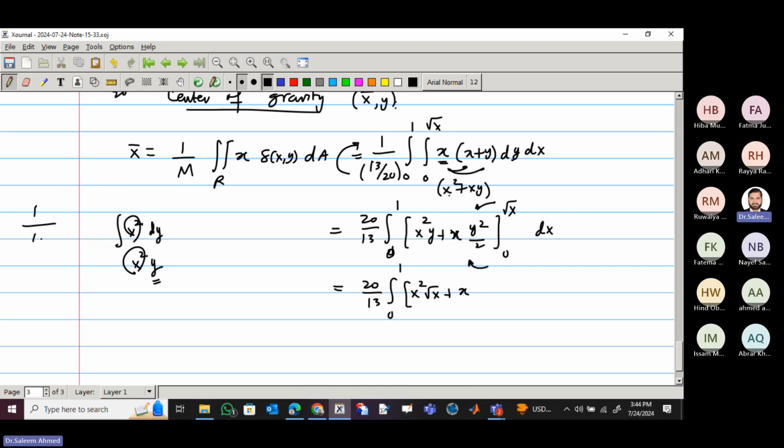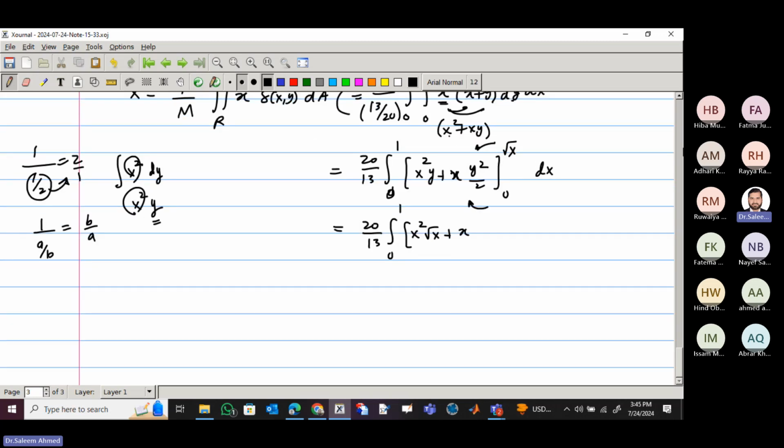1 divided by 1 by 2 is 2, right? 2 by 1. So when it goes up, if something is in the denominator, a over b, actually it is b over a. Okay, b will go up: 1 over a over b is b over a. So that's why we can write it as 20 by 13. Got it? Yes. Okay, so now you can complete this, I guess, right?